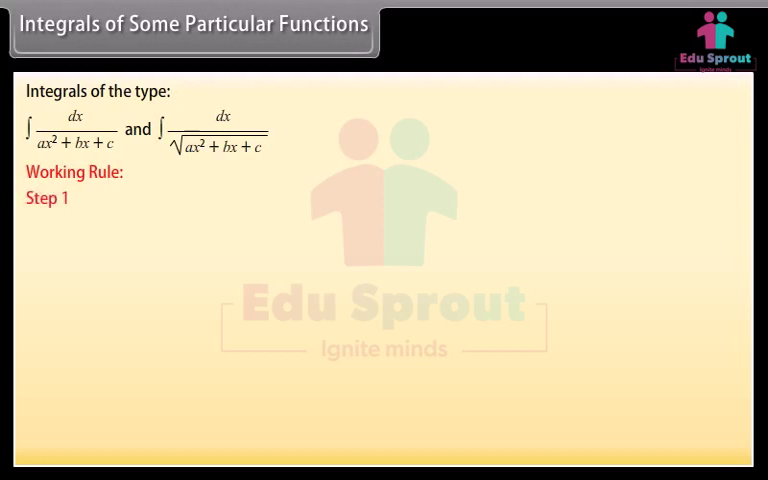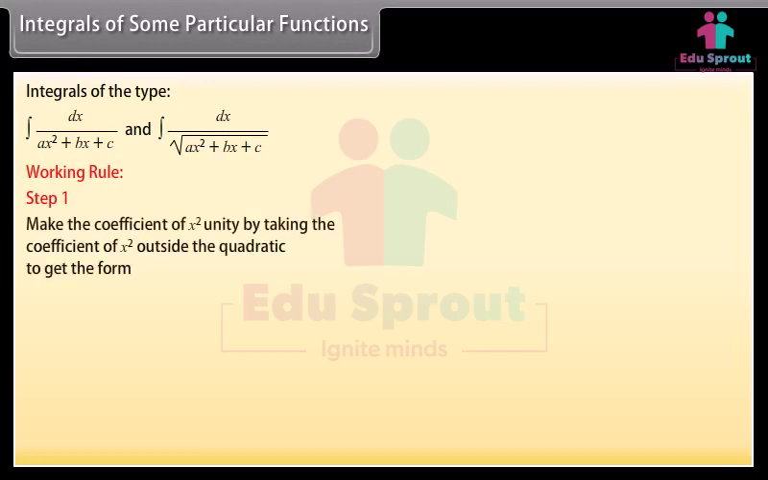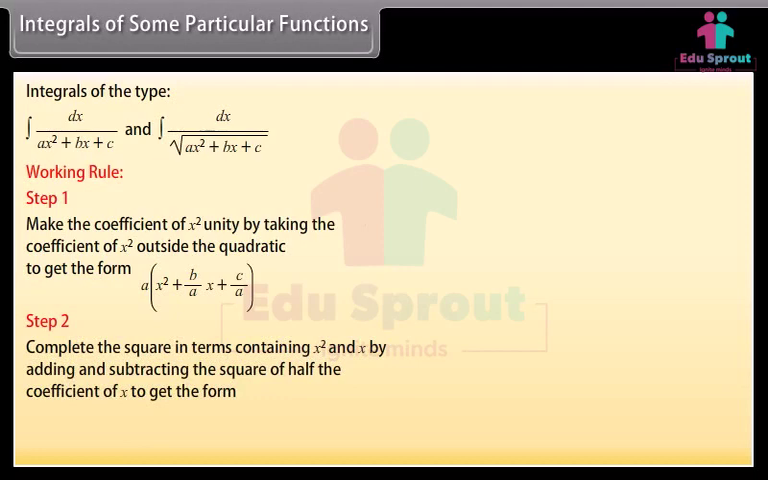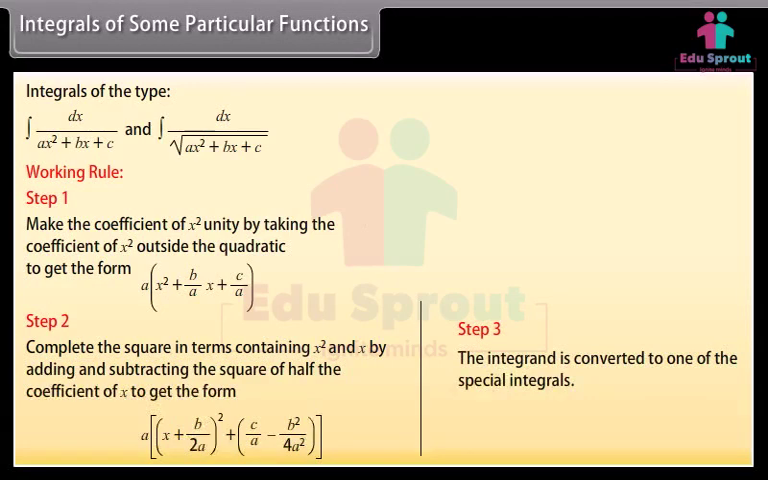Working rule. Step 1. Make the coefficient of x^2 unity by taking the coefficient of x^2 outside the quadratic to get the form a(x^2 + (b/a)x + c/a). Step 2. Complete the square in terms containing x^2 and x by adding and subtracting the square of half the coefficient of x to get the form a[(x + b/2a)^2 + c/a - b^2/4a^2]. Step 3. The integrand is converted to one of the special integrals. Step 4. Integrate the function.